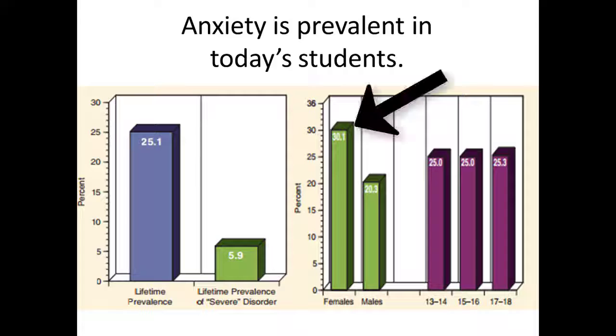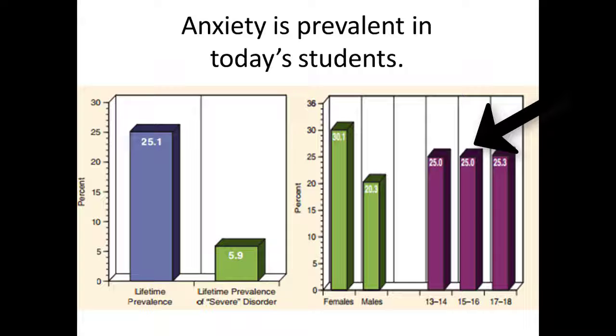As you can see here, females are more likely than males to be diagnosed with anxiety. The median age of onset of anxiety is 11 years old. But again, as seen here, 25% of high school students experience anxiety throughout their high school years. Think back on your experience. How many students have you had in your classroom that suffer from anxiety?